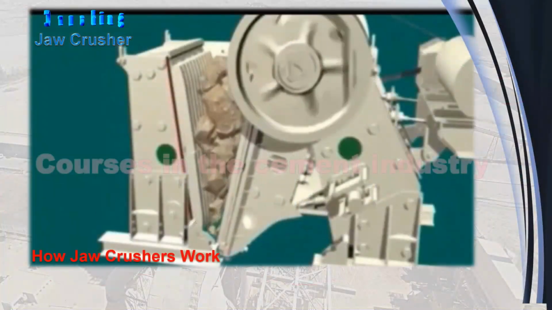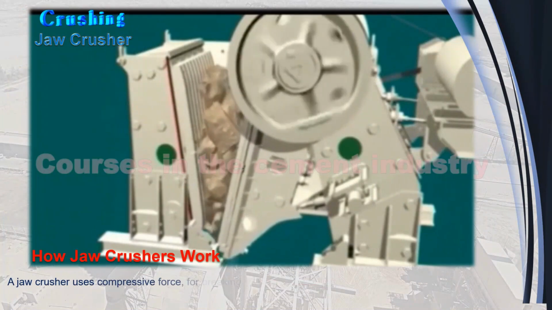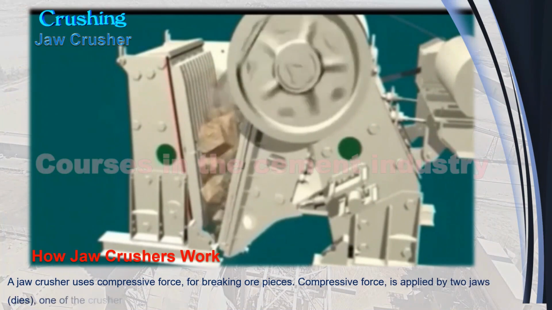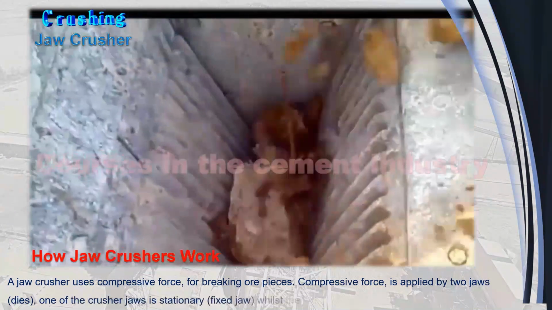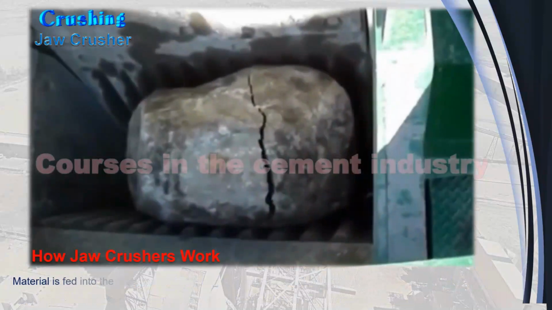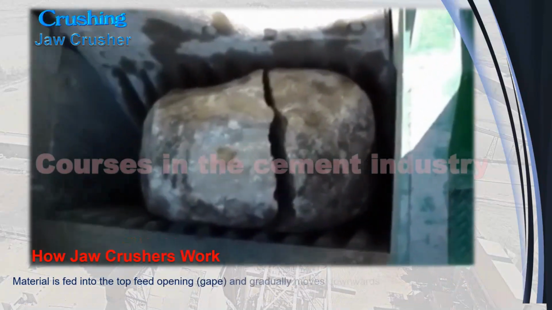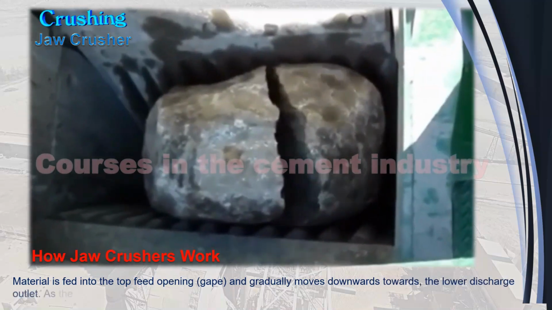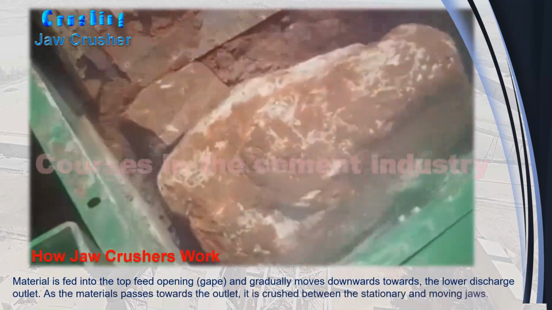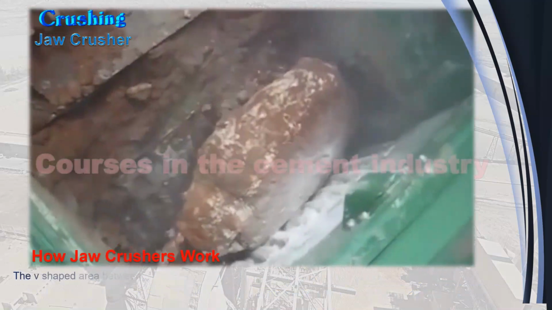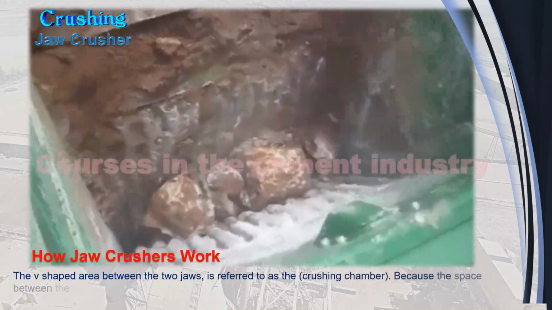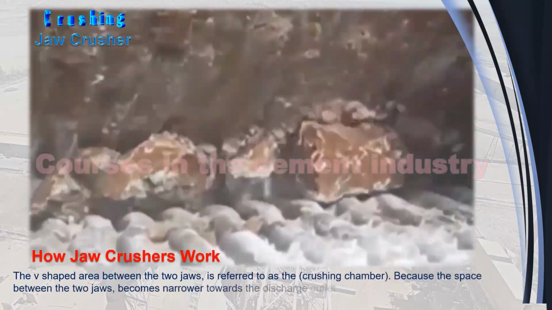How jaw crushers work. A jaw crusher uses compressive force for breaking ore pieces. Compressive force is applied by two jaws, or dies. One of the crusher jaws is the stationary fixed jaw, whilst the other is the moving swing jaw. Material is fed into the top feed opening, or gape, and gradually moves downwards towards the lower discharge outlet. As the material passes towards the outlet, it is crushed between the stationary and moving jaws. The V-shaped area between the two jaws is referred to as the crushing chamber, because the space between the two jaws becomes narrower towards the discharge outlet.